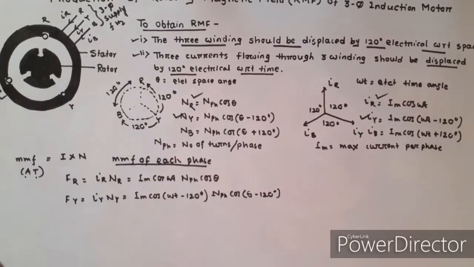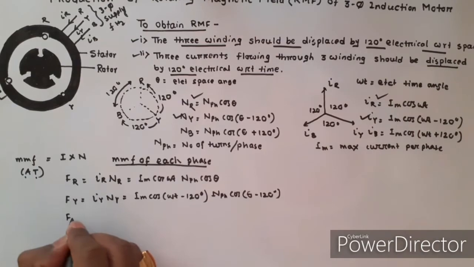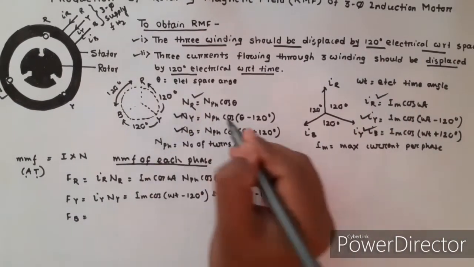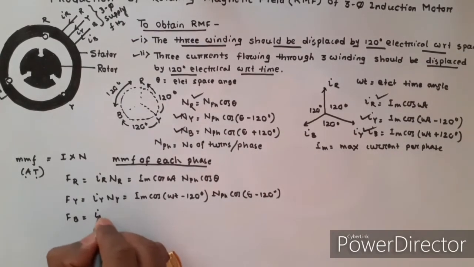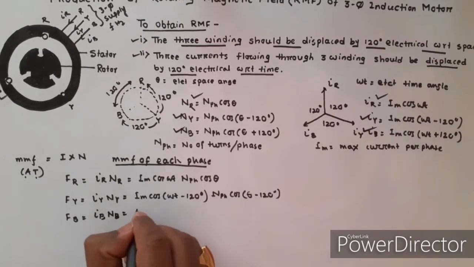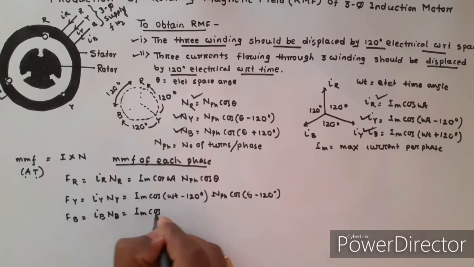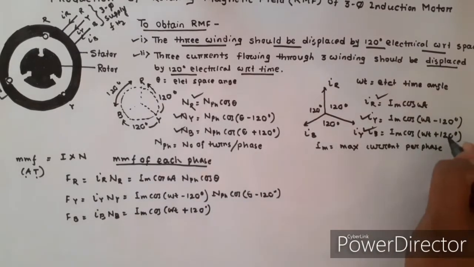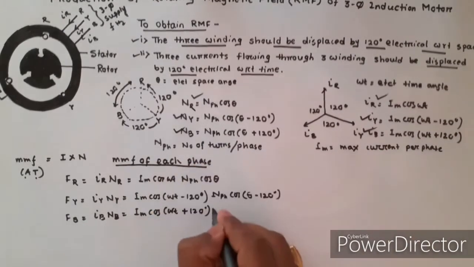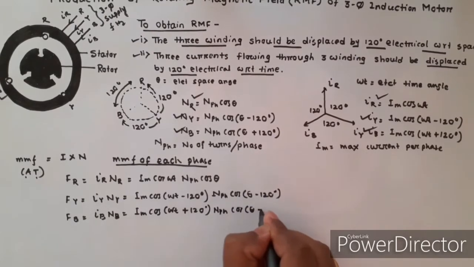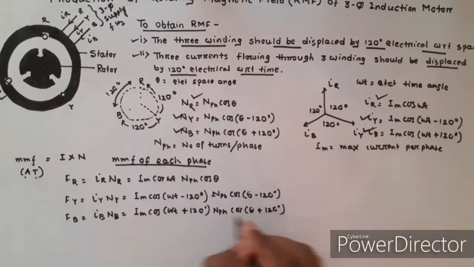B phase MMF f of B is the B phase current into the B phase turns, I of B into N of B, that is equal to Im cos of omega t plus 120 degree into N phase cos of theta plus 120 degree.